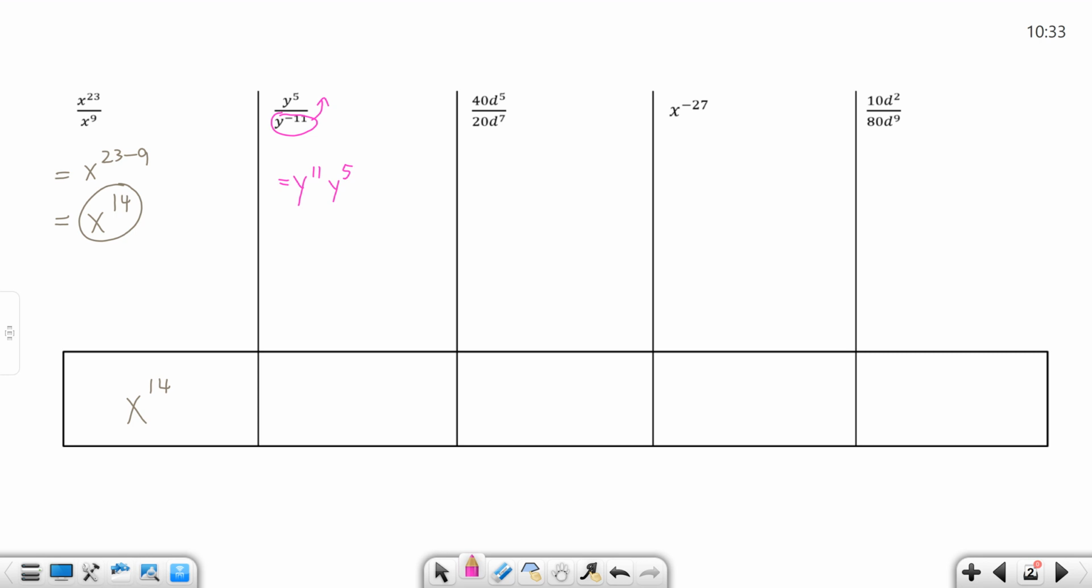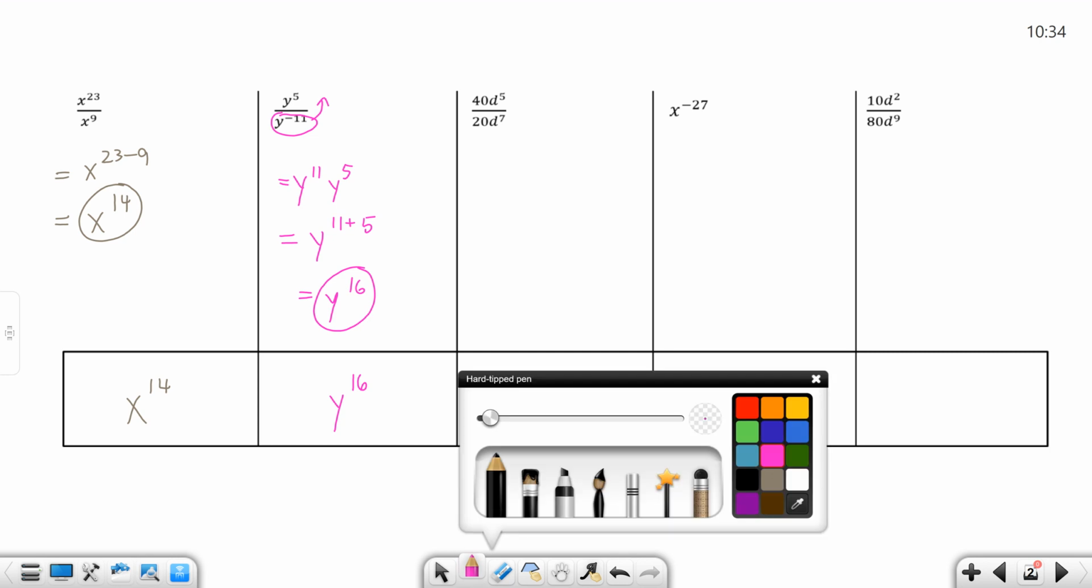Now there's nothing left in the denominator. At the bottom there's a 1, so we don't write it. This is y to the 11 plus 5, because again, if I have like bases, I add the exponents. So y to the 11 plus 5 is 16. So y to the 16th power.